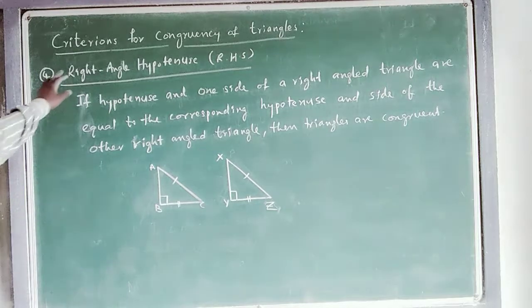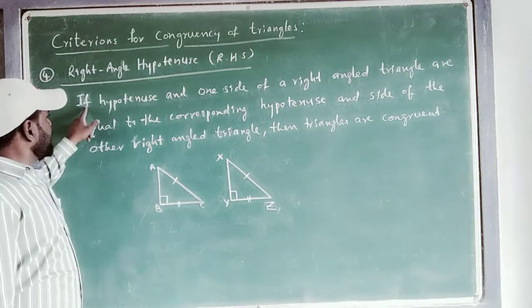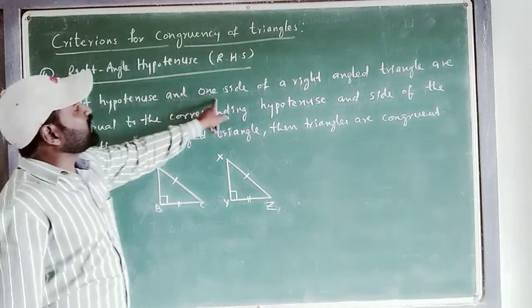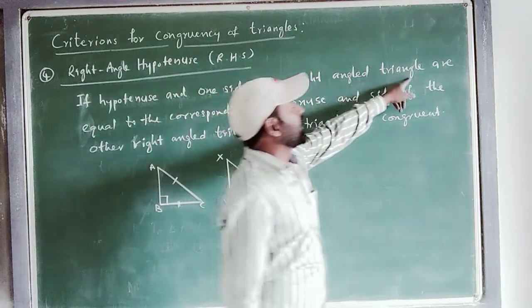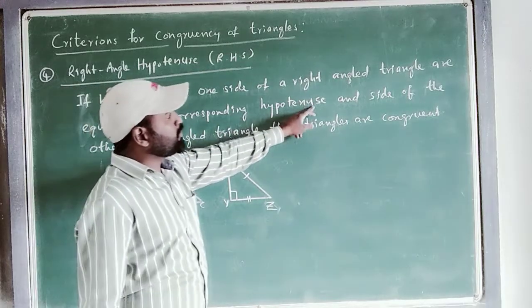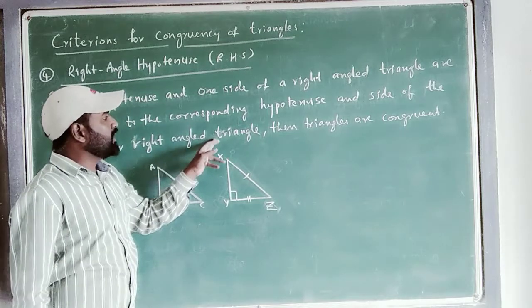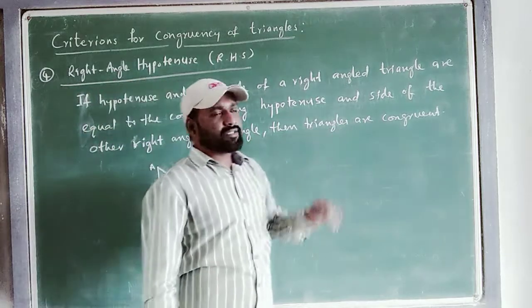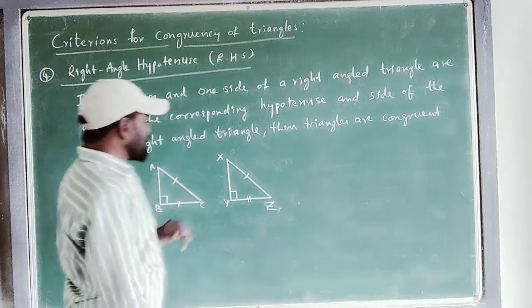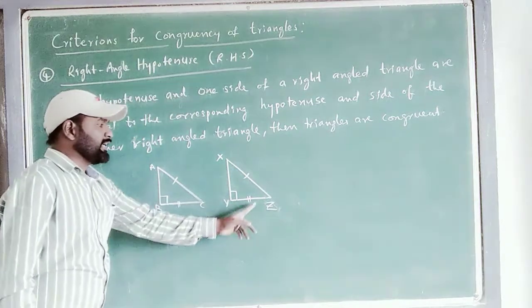See the fourth rule, right angle hypotenuse, RHS. If the hypotenuse and one side of a right angle triangle are equal to the corresponding hypotenuse and side of the other right angle triangle, then the two triangles are congruent to each other. Let us compare these two right angle triangles, triangle ABC and triangle XYZ.